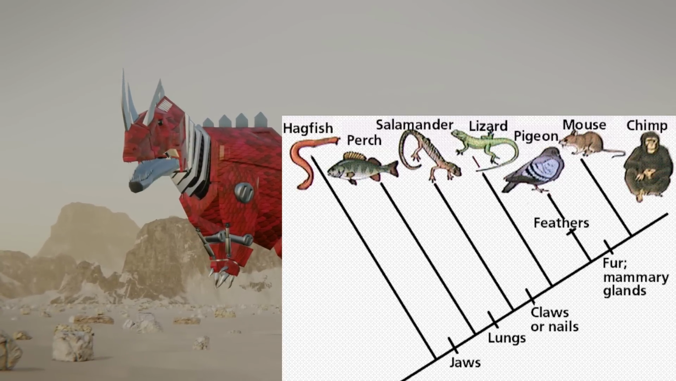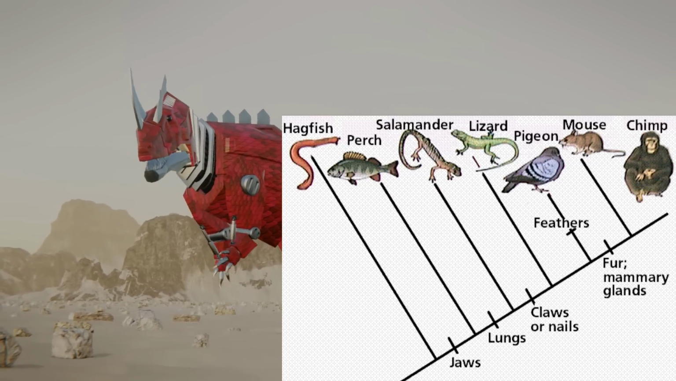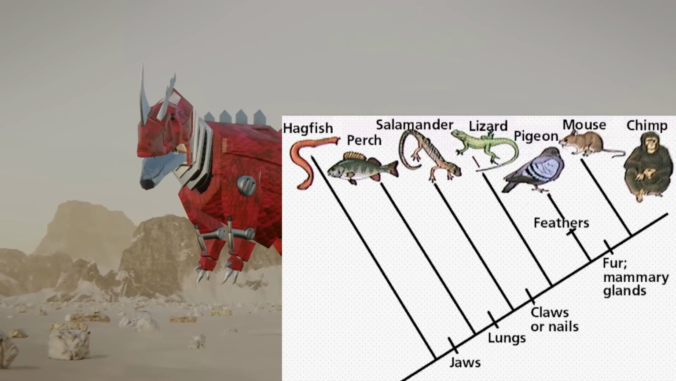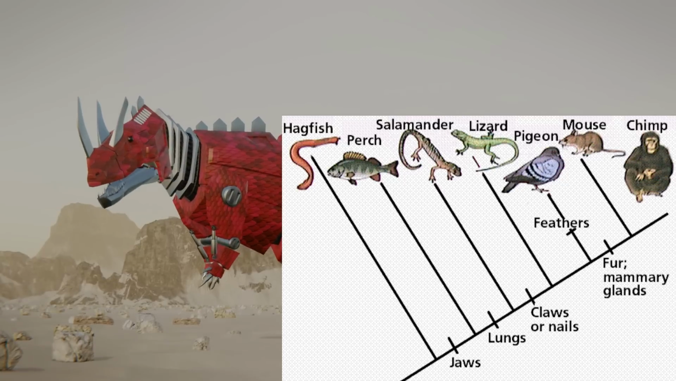Now for this exercise, I'm going to go with the wider taxa. So hagfish will be agnathan fish, perch will be actinopterygian fish, the salamander will be Lissamphibia, the lizard will be squamates, the pigeon will be dinosaurs, the mouse will be rodents, and the chimp will be primates.